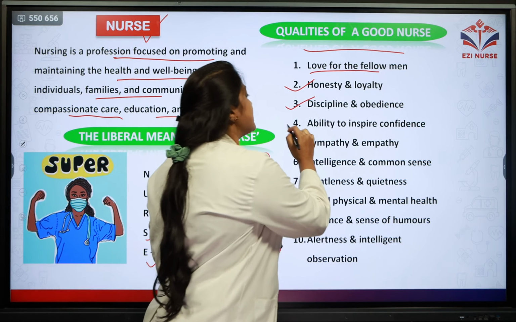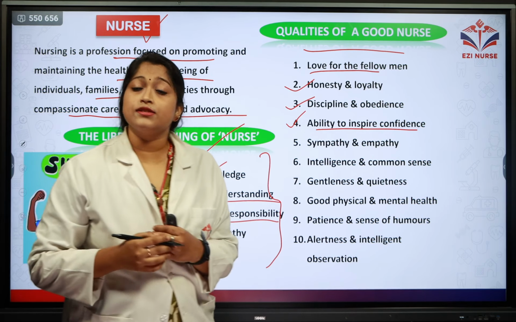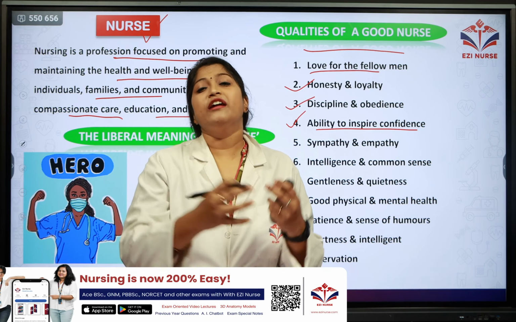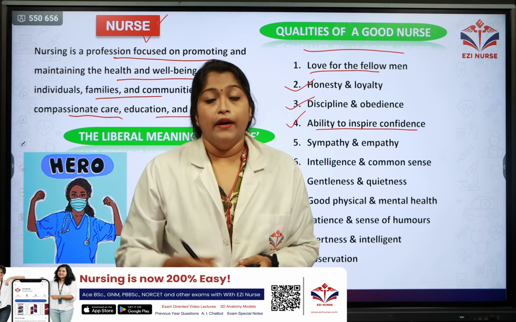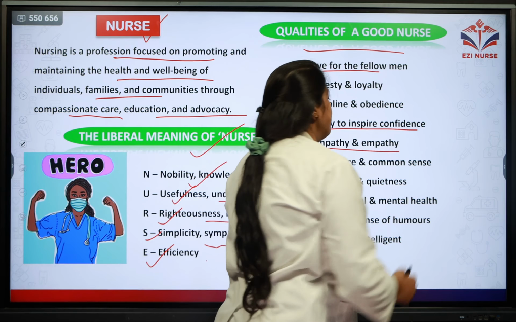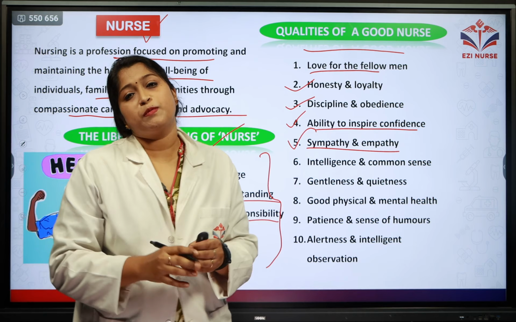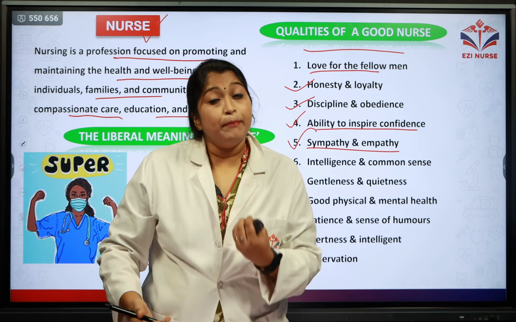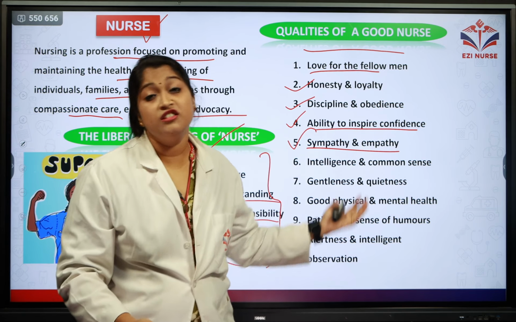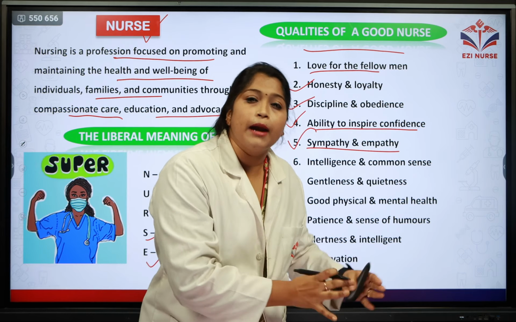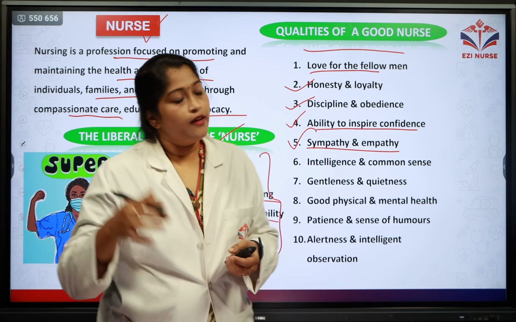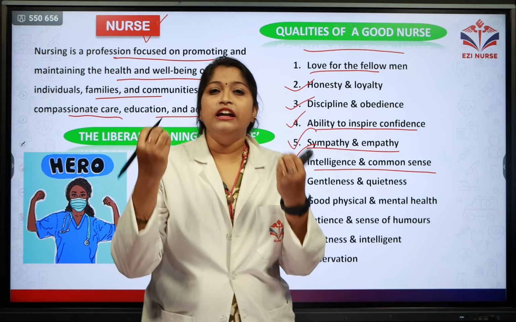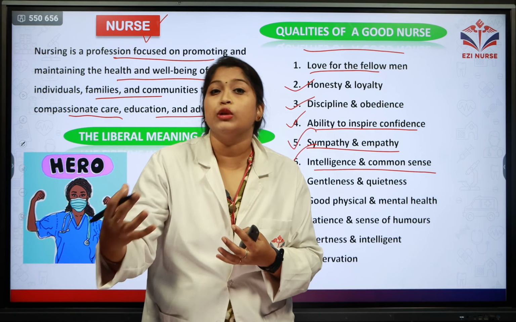The next quality is the ability to inspire confidence. It's not just that you are comfortable with your work. You need to inspire your upcoming nurses by the work that you are doing. The next quality is sympathy and empathy. There is a lot of difference between sympathy and empathy. Showing sympathy, most people can do, but being empathetic is possible with the help of these nurses. So you should stand in their place and understand their difficulties. And the next one is intelligence and common sense. Use your intelligence and a little bit of common sense when you are caring for patients.